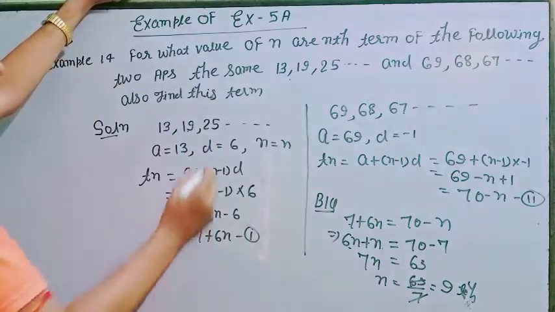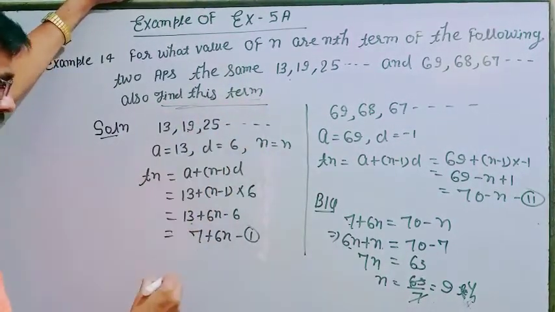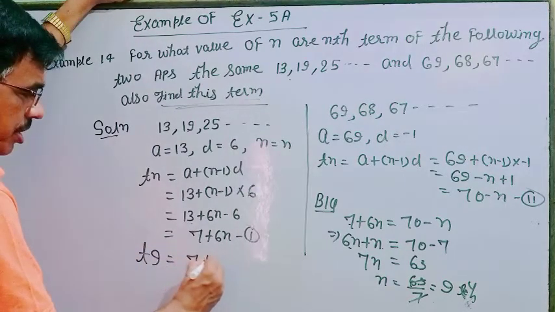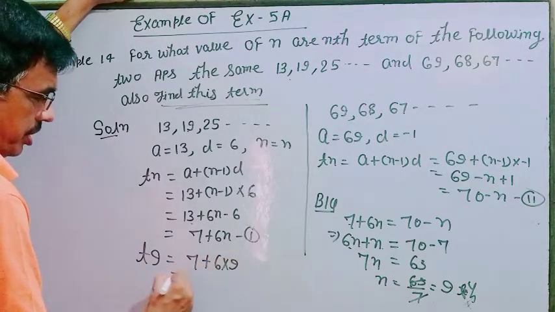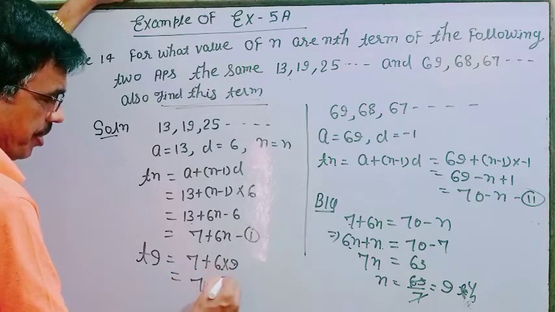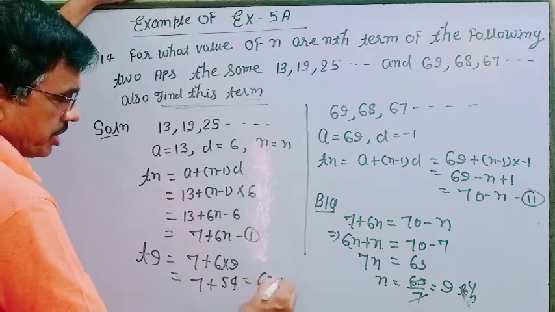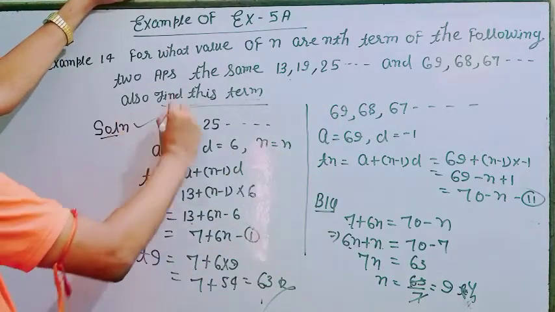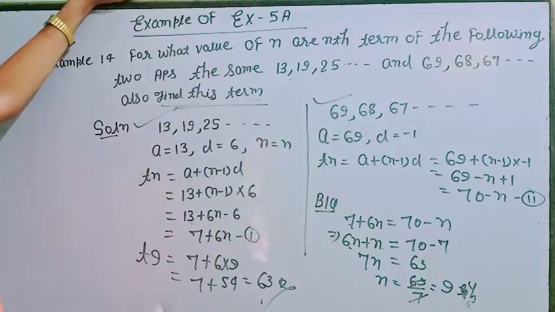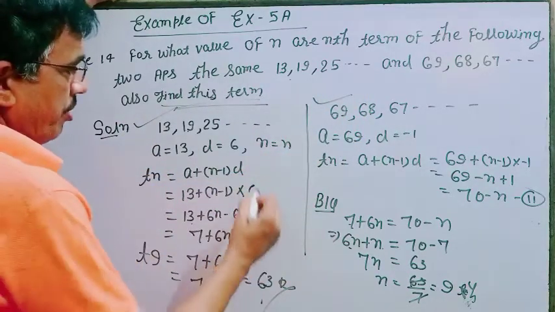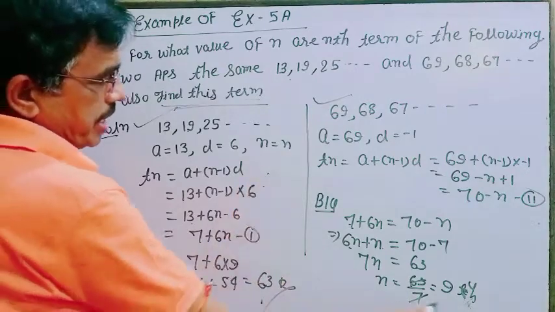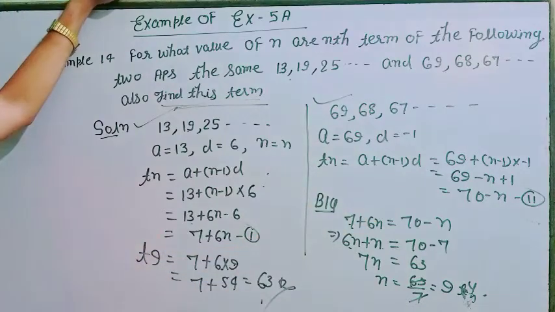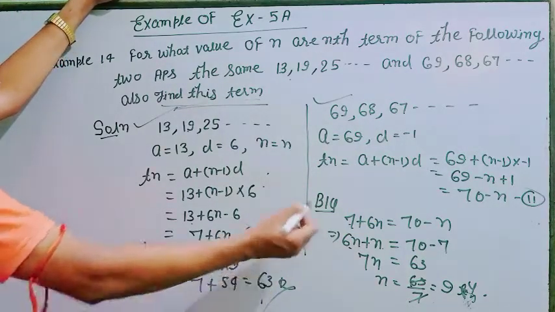And hence your question is to find this term. So find T9. Then T9 is equal to 7 plus 6 into 9. Then 6 nines are 54, so 7 plus 54 is 63. That is the term in both APs, equal in the first AP and also equal in the second AP. So there are two answers. First, what is n? n is the ninth term. And then what is that term? That term is 63.